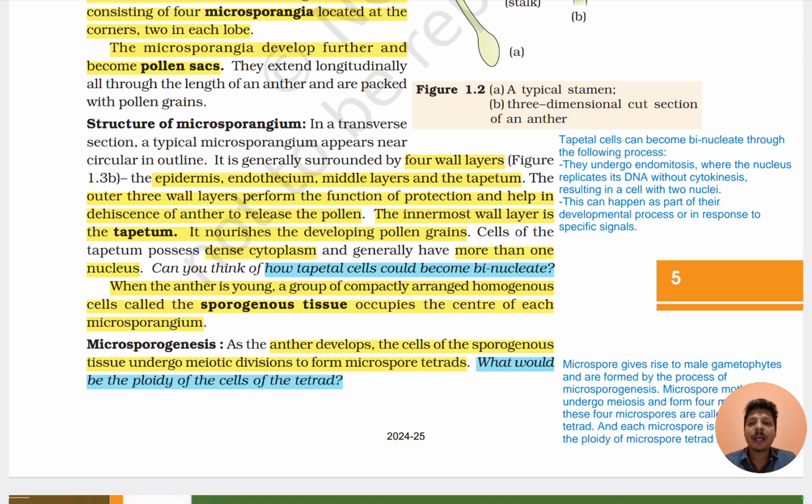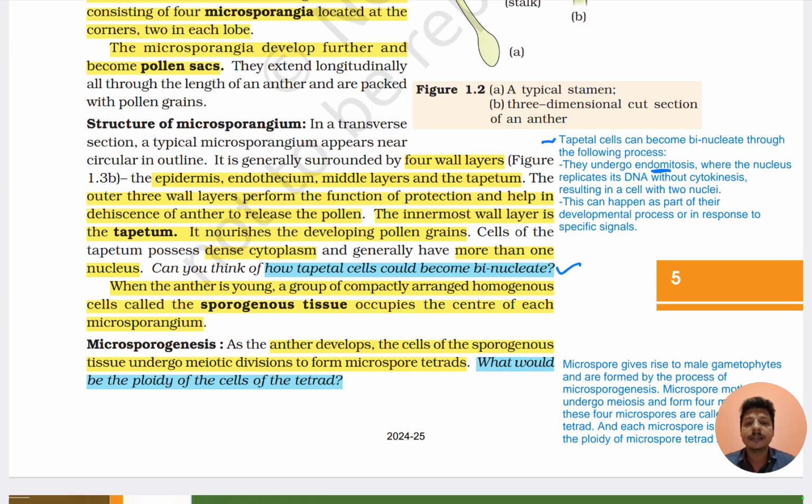And cells of the tapetum possess dense cytoplasm, generally have more than one nucleus. Here a question is asked, how tapetal cells could become binucleate, and the answer is here. Tapetal cells can become binucleate through the following processes. First of all, they undergo endomitosis, where the nucleus replicates its DNA without cytokinesis, resulting in a cell with two nuclei. This can happen as a part of their developmental process or in response to specific signals, and thus the tapetal cell becomes binucleate.